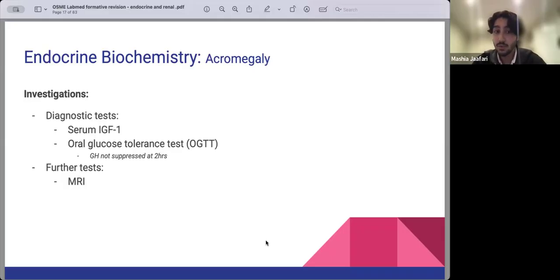Now, one other thing we can do is what's called an oral glucose tolerance test. And that's actually a better way to measure it because IGF-1 can sometimes be a bit hit or miss. So when we do an oral glucose tolerance test, we basically give them glucose and it should suppress growth hormone, because remember, growth hormone leads to an increase in glucose. So there's negative feedback there from glucose onto growth hormone. And if it doesn't suppress it, then we know that there is a problem with increased growth hormone secretion. And we can do an MRI to look for the pituitary adenoma, which is the most common cause.